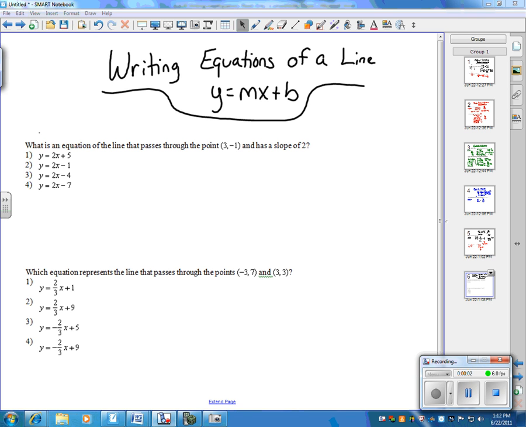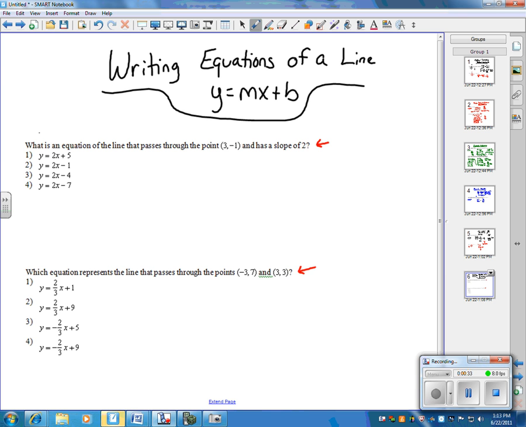Alright, we're going to talk about writing equations of lines, specifically y equals mx plus b. Now, we've got two different types of problems, but both have a similar outcome. The first one up here has the slope given to us, and it has a point. The one below has 2 points. So we're going to look at both these instances.